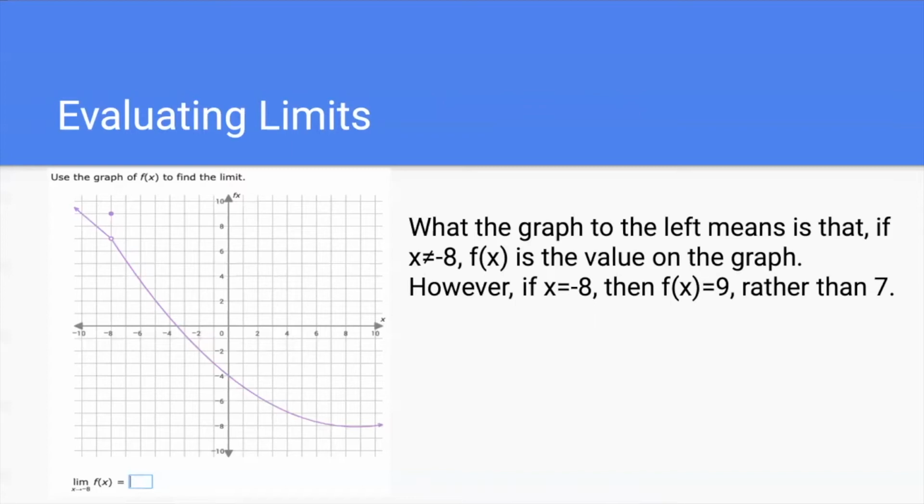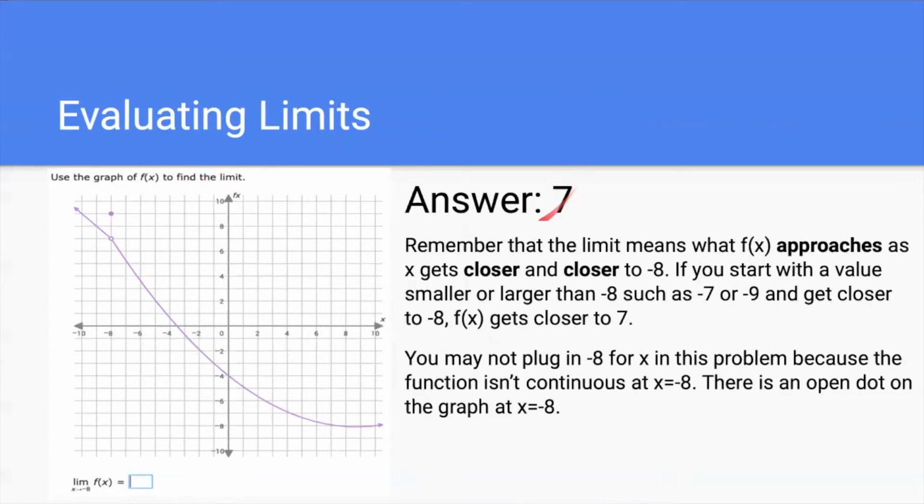All right, so the answer is 7, because remember that the limit means what f of x approaches as x gets closer and closer to -8. So for example, if we start at x equals -10 and then go up to -8, then f of x gets closer and closer to 7. In this problem, you cannot simply plug in x equals -8 because this function isn't continuous at x equals -8. There is an open dot at x equals -8.